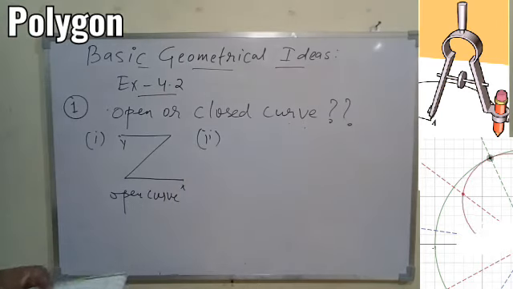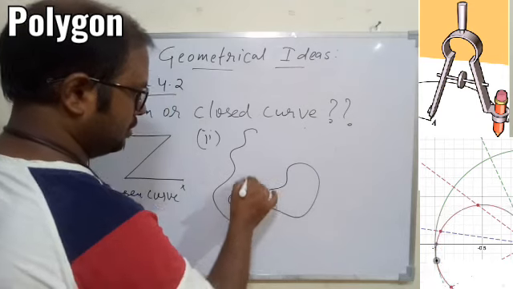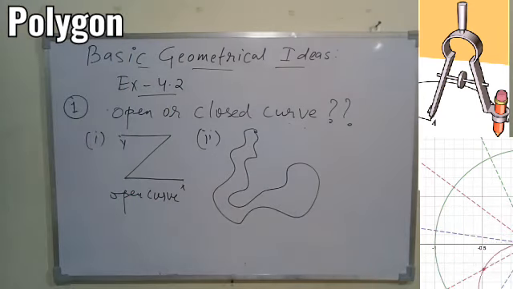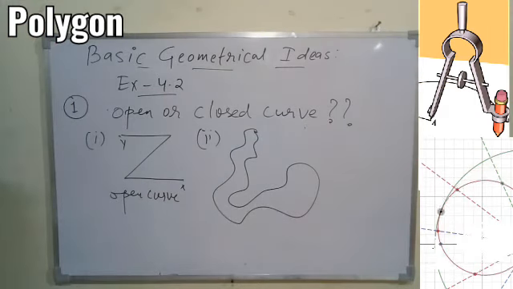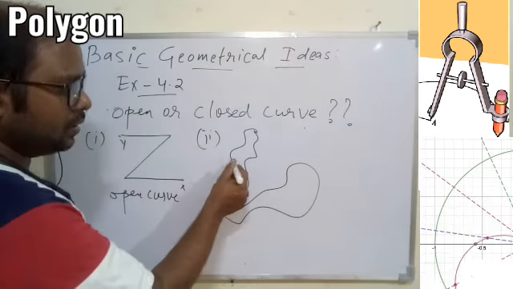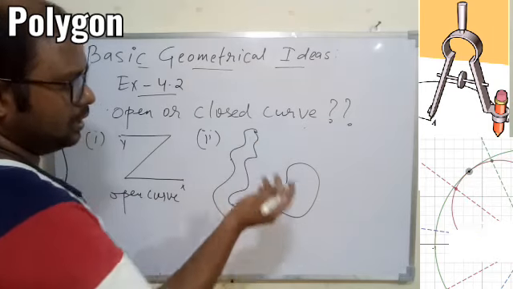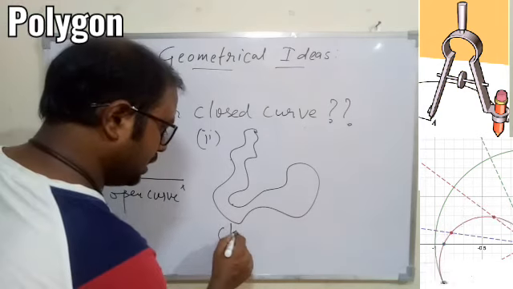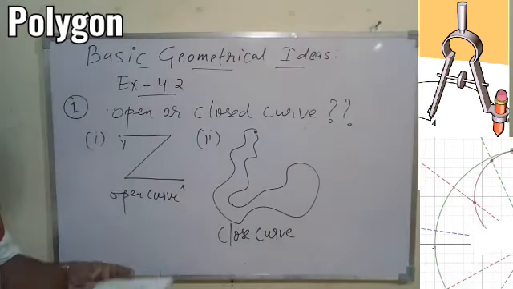Number 2 is given to you. It is something like this. So I hope you understood. Again, you start from anywhere, you come back to the same point. So it's nothing but a closed curve. No doubt. If you start from here, you come back to the same place. If you start from here, come back to the same place. So it's nothing but a closed curve. Here your starting and end points are the same.